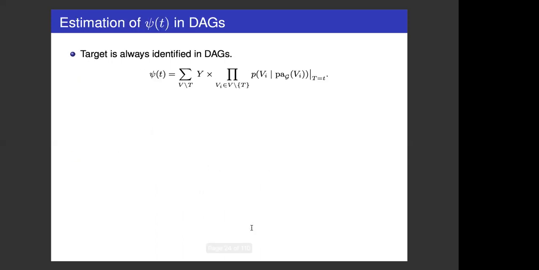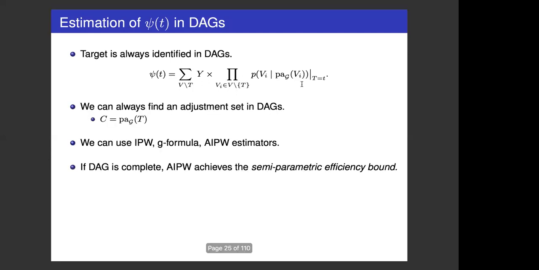All right, so as I said, DAGs are cool. One reason is that the target, the counterfactual mean, is always going to be identified via this simple formula, which is just summing out everything excluding T from the G formula. And indeed, there exists an adjustment set in DAGs, and it turns out that the parents of T is a sufficient adjustment set that we can use. And once we have an adjustment set, we can use all the cool stuff in the literature, like IPW, G formula, augmented IPW, TMLE, you name it.